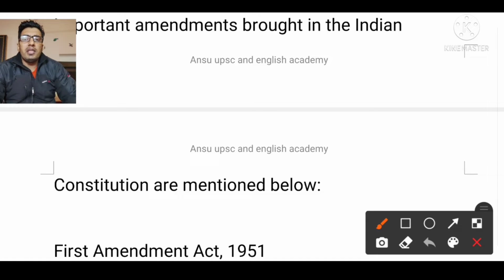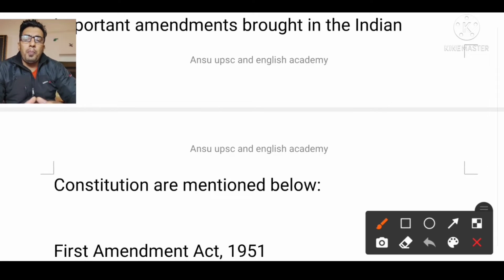The second point is that yes, it can be introduced or proceeded with in either house of the parliament. Meaning a person can introduce a constitution amendment bill in the Lok Sabha or the Rajya Sabha. It totally depends upon their choice, because as per the constitution amendment power, there is no restriction that if you want to amend the constitution, you have to introduce it in the Lok Sabha itself. Not like that.